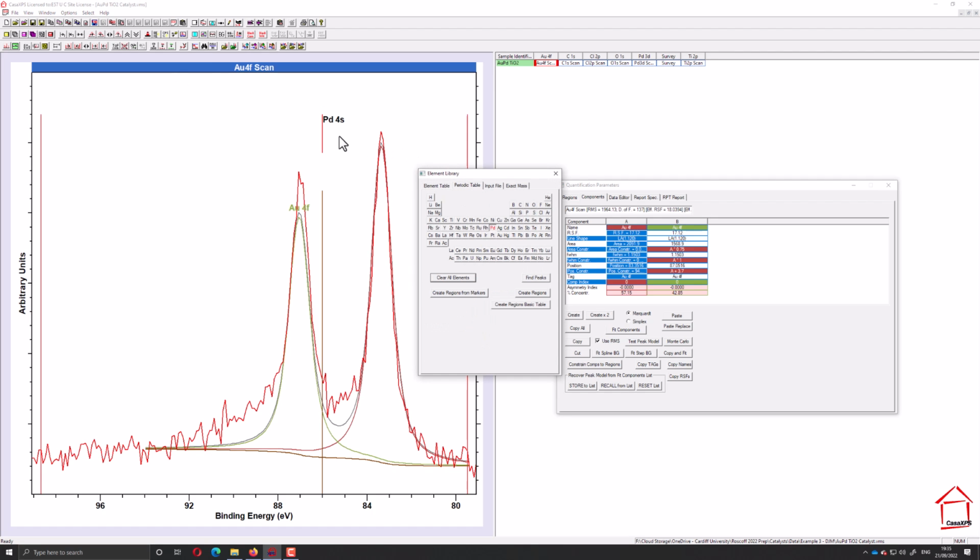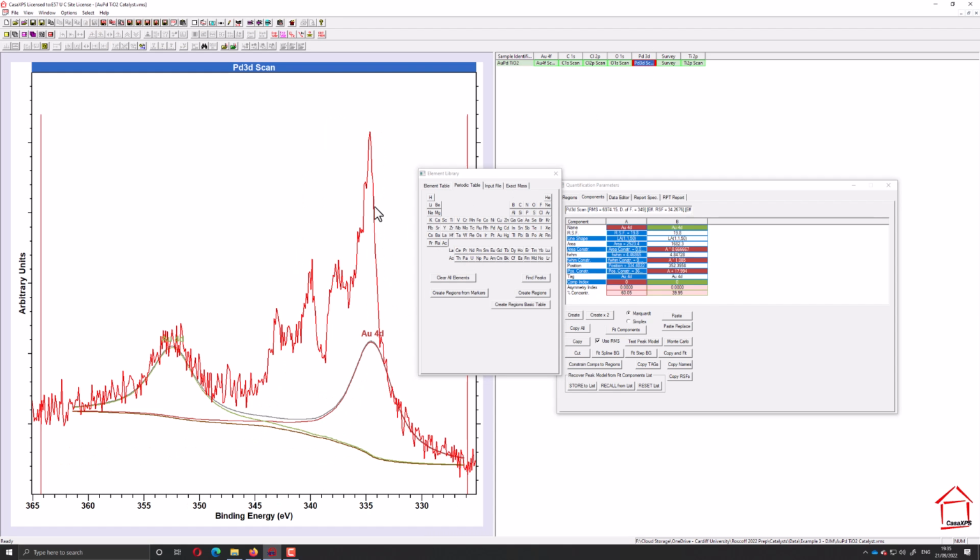I'll just get the palladium. Yes, the palladium 4S sits in this sort of area. And of course we'll have two contributions from that. We'll have the 4S from what looks to be metallic palladium, if we base it on our palladium 3D spectra, and also this higher binding energy palladium species, which is probably a palladium oxide or palladium chloride. Well, in fact, we know it has to be a palladium oxide because we have no chlorine in the system, so it has to be oxidic in nature.